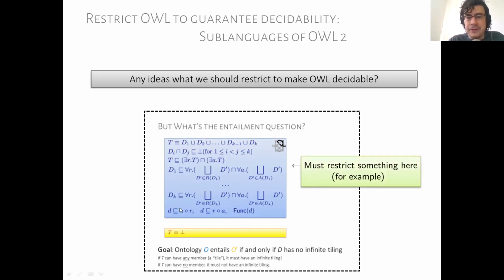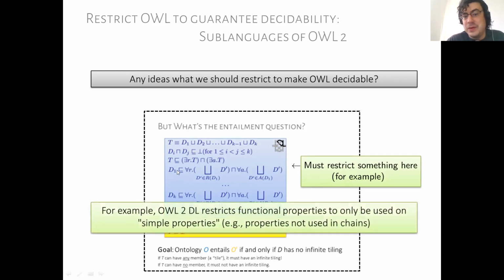So we must restrict something here, for example, but that still doesn't really tell us that the result is going to be decidable, right? It's possible that we could do such a proof, for example, in another way using other features. However, in the case of OWL2DL, what it restricts in this case is that functional properties can only be used on simple properties. So there's this notion of simple properties versus things like transitive properties or chains. Essentially, what we're not allowed to do is count properties that have transitivity. We're not allowed to count properties that are used on chains. And that's what we needed here.